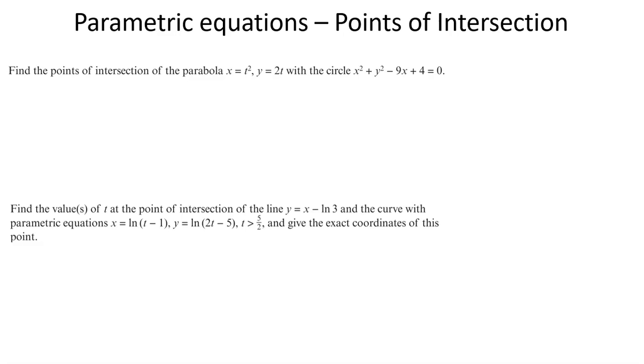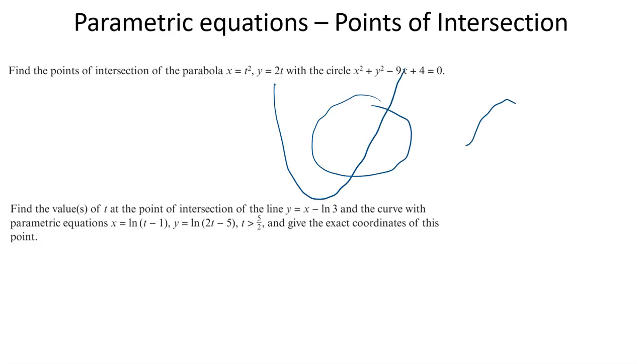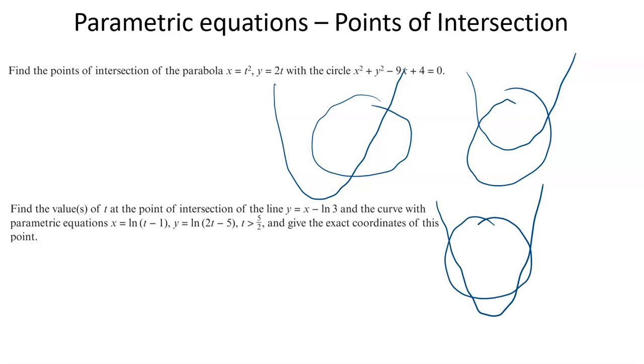Okay, so find the points of intersection of the parabola x equals t squared and y equals 2t with this circle. Okay, so we've got a circle and the parabola's coming through. It might do this, or it might do that, or I suppose it might even do something like that. Honestly, I don't know, but the point is it goes through it at some point, and we want to find the x and y coordinates. Here it could go through 4 times, really, couldn't it? So however many times it goes through, we want to know the x and y coordinates for these.